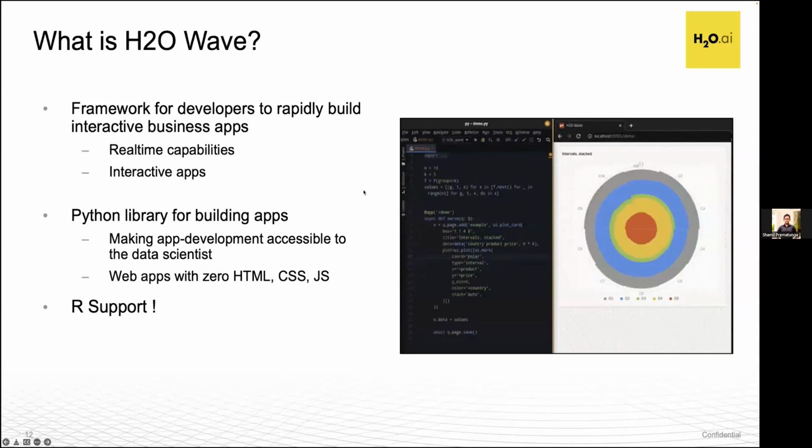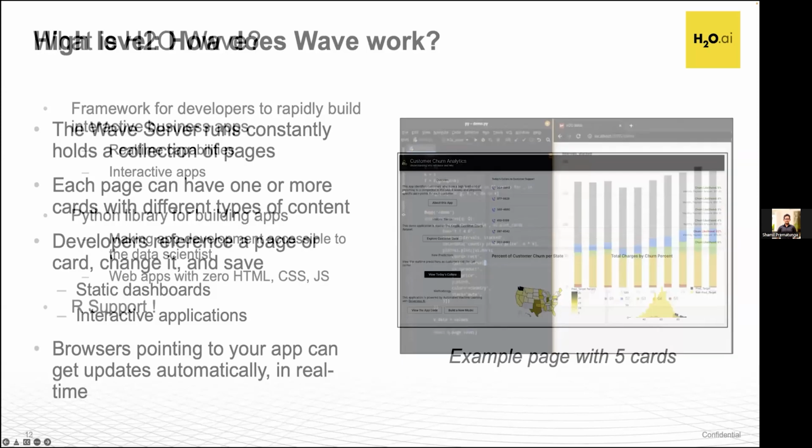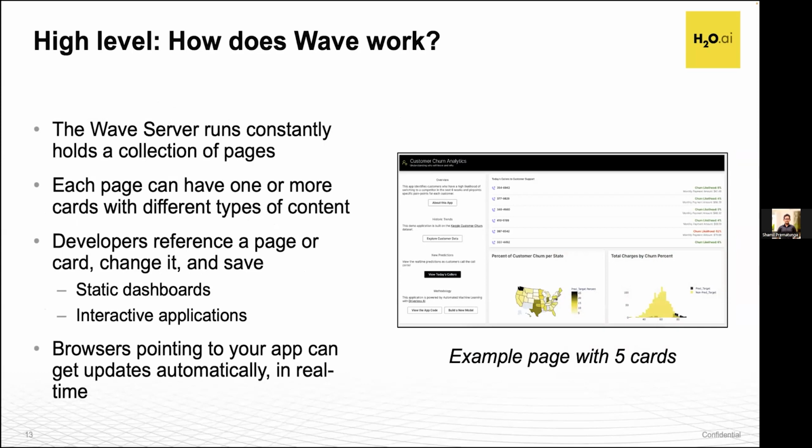To get a high-level understanding of how this works, we have to run the Wave server. In any deployment environment, even local or any cloud environment, we need to run the Wave server to work with this application. It holds a collection of pages, and each page can have one or more cards with different types of content. On the right-hand side, you can see one page. In this page, you can see several cards in a rectangular format. Those are the cards which contain the content information.